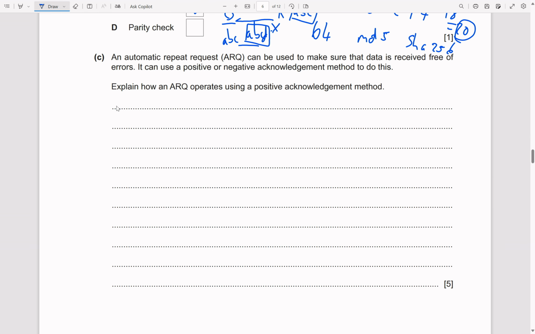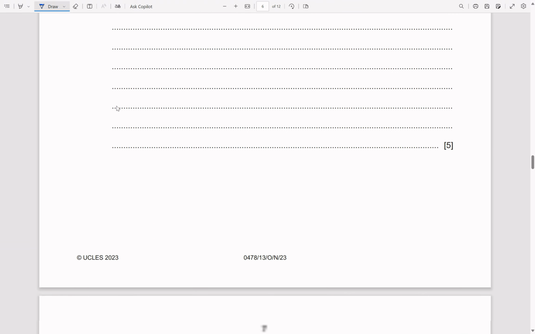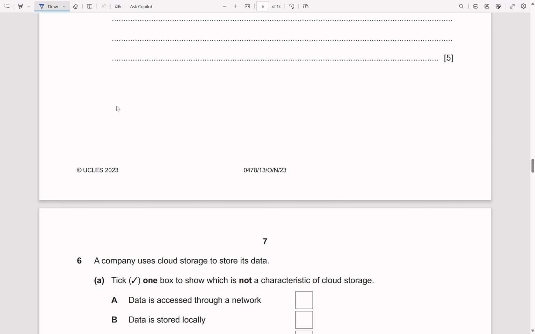The next one: an automatic repeat request, or ARQ, can be used to make sure that data is received free of errors. It can use a positive or negative acknowledgement method to do this. Explain how ARQ operates using a positive acknowledgement method. Alright, so this one is a bit more tricky. Let's try and do this.